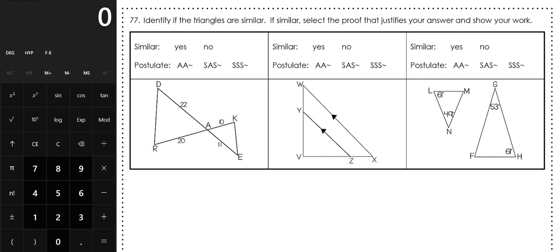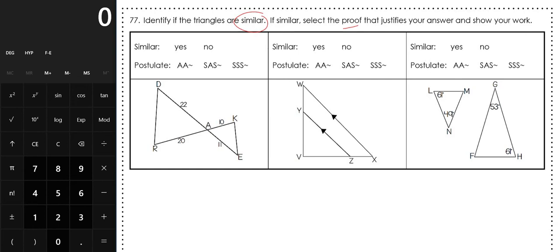Page 16, number 77. Identify if the triangles are similar. If similar, select the proof that justifies your answer and show your work. So there are only three ways of proving if triangles are similar.